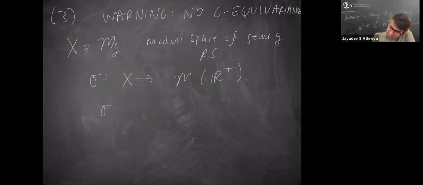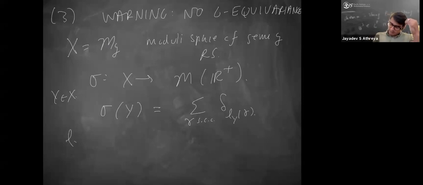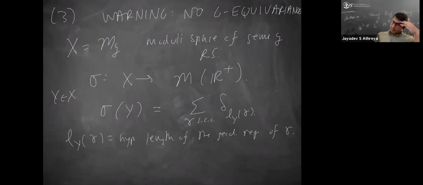And sigma of a hyperbolic surface Y, so Y is a point in X now, is going to be the summation over all gamma that are simple closed curves of the delta measure on the length of that curve on the surface Y. So L_Y of gamma is the hyperbolic length of the geodesic representative of gamma. I'm thinking of gamma as a homotopy class of simple closed curves, and the length is the length of the geodesic representative.